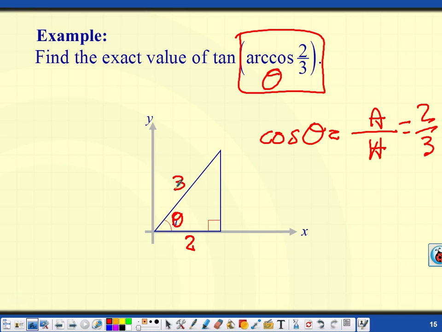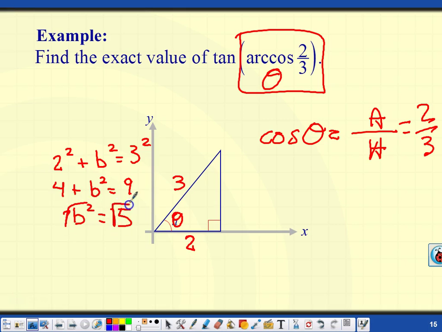What I'm going to do now is solve for the unknown side. The reason is that it wants me to find the tangent of theta. Tangent is opposite over adjacent, and I don't have the opposite. So let's just do Pythagorean theorem. 2 squared plus b squared equals 3 squared. Square root of 5. Technically it's plus or minus the square root of 5, but clearly I want the positive. We're above the x-axis, so it's positive square root of 5.